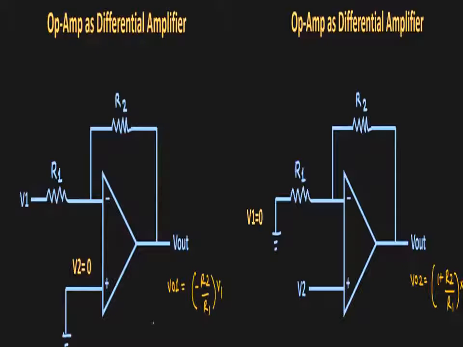If I take it like this, the first figure yields the output V01 equal to minus R2 by R1 into V1, because of the virtual ground concept I explained in the second video, I think. The second one gives the output V02 equal to 1 plus R2 by R1 into V2. Why? Because we are giving the input to a non-inverting terminal.